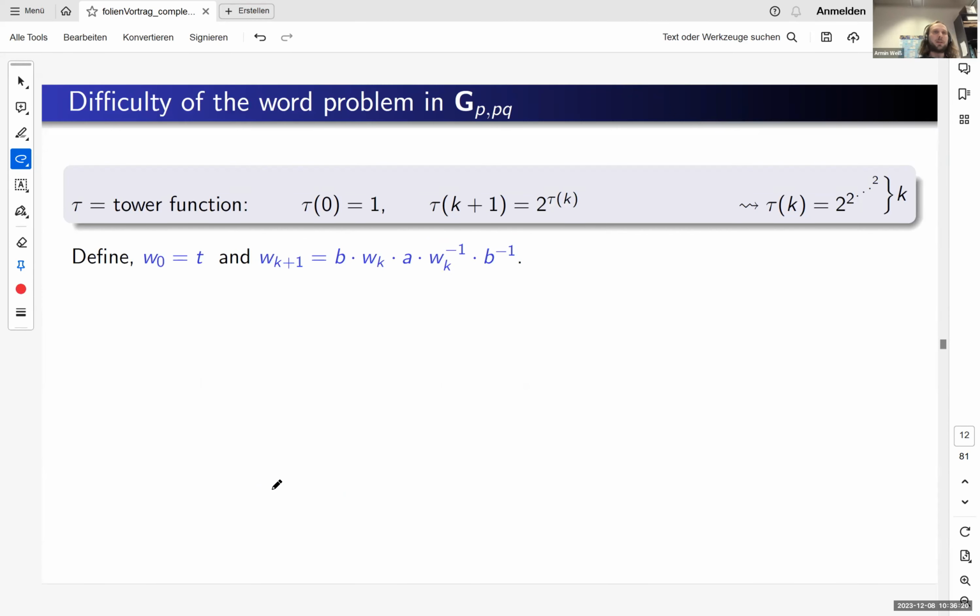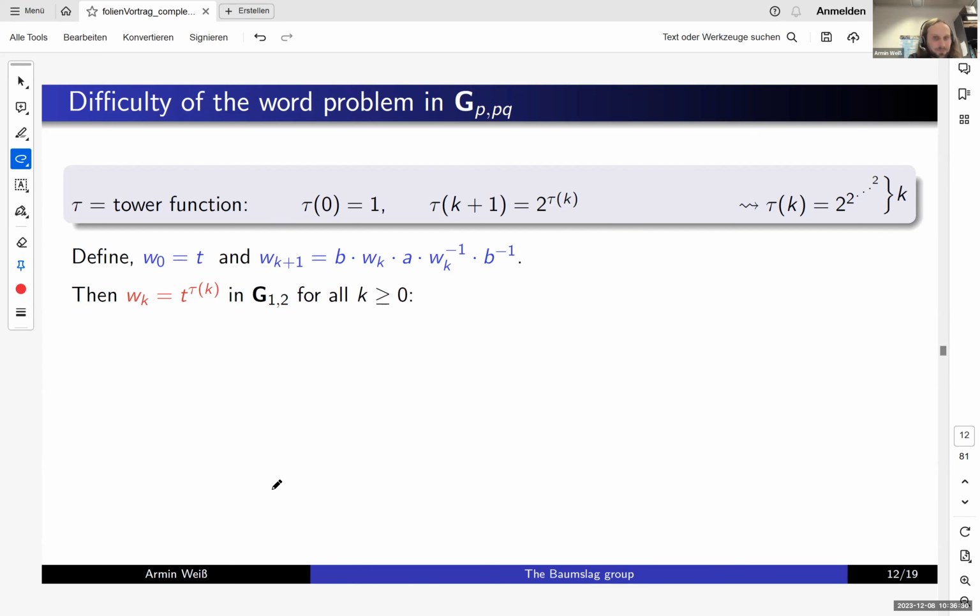Now, this approach has one problem. So here I define the power function. It's just 2 to the 2 to the 2 to the k. And yes, I want to show the problem here in this one, G12. But in GP, PQ, it works exactly the same. So we define words recursively by this formula, and I claim that WK is equal to T to the power of K.